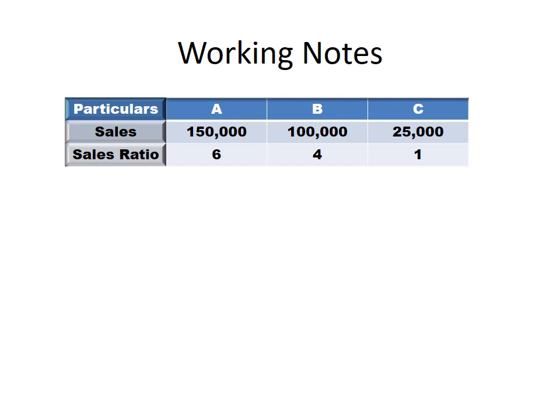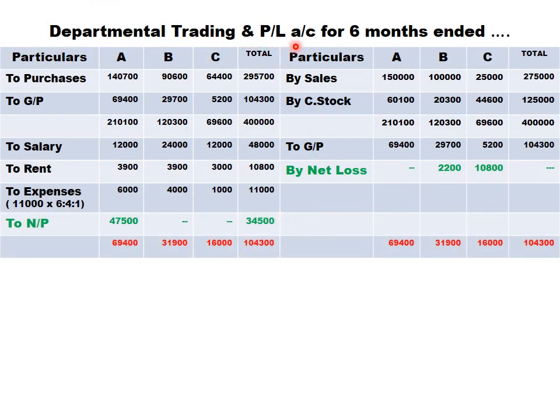Here's the answer, students. So departmental trading and P&L account for 6 months ending. See students, sales, they are given in the question. Take it as it is. Closing stock, take as it is. Purchases, take as it is. Then total, you get GP. The gross profit is 69,400 for A, 29,700 for B, 5,200 for C. Bring that gross profit back.